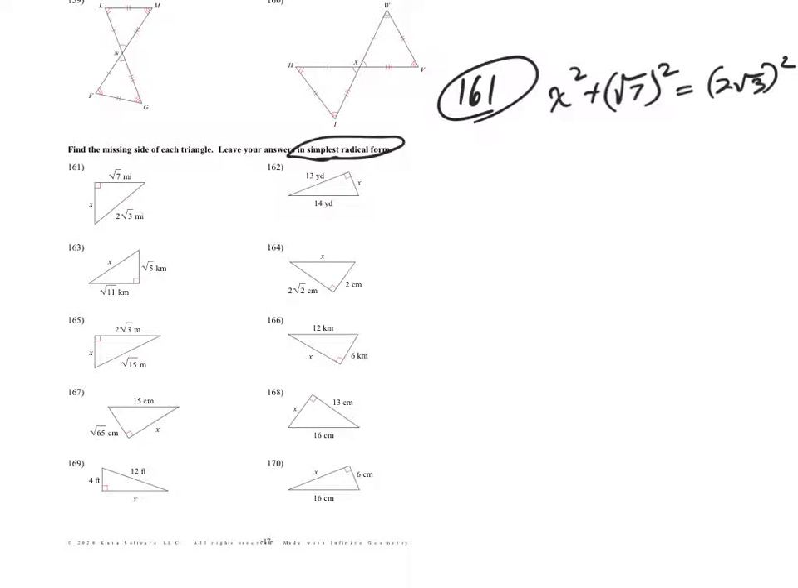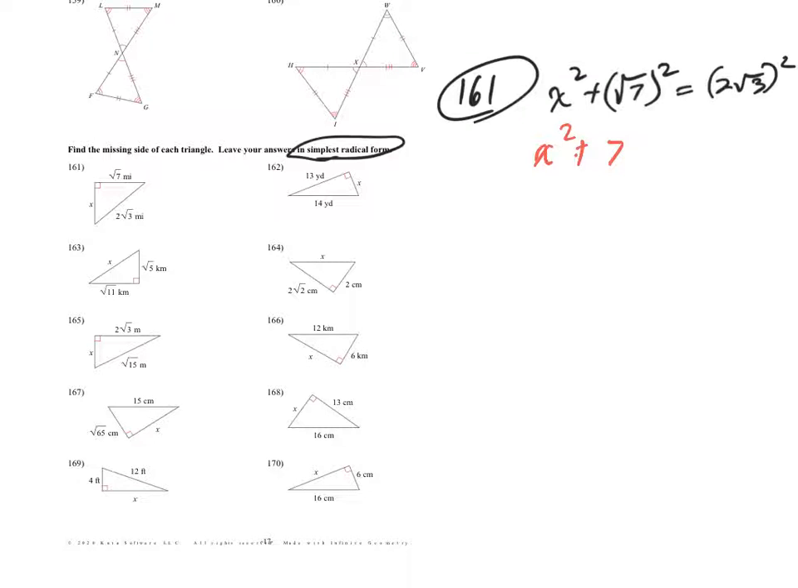Now, anytime you're squaring a square root, those two things are going to cancel each other out. So in this case, that square root and that 2 are going to cancel each other out. And I'm going to be left with x squared plus 7. Because square root of 7 squared would be the square root of 7 times the square root of 7, and I can do it over here to the side.